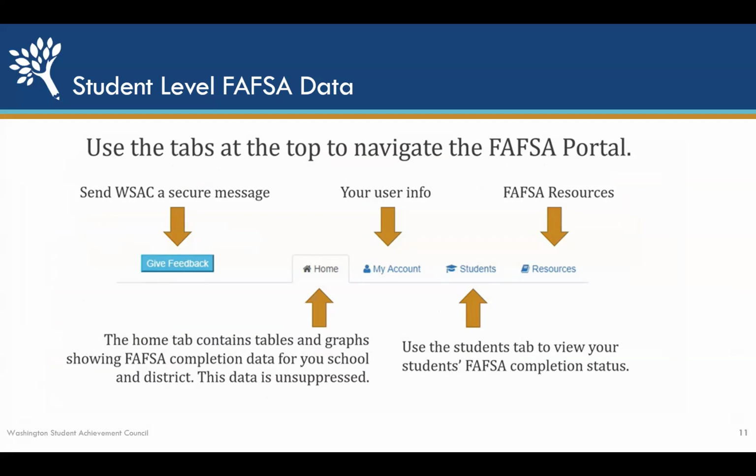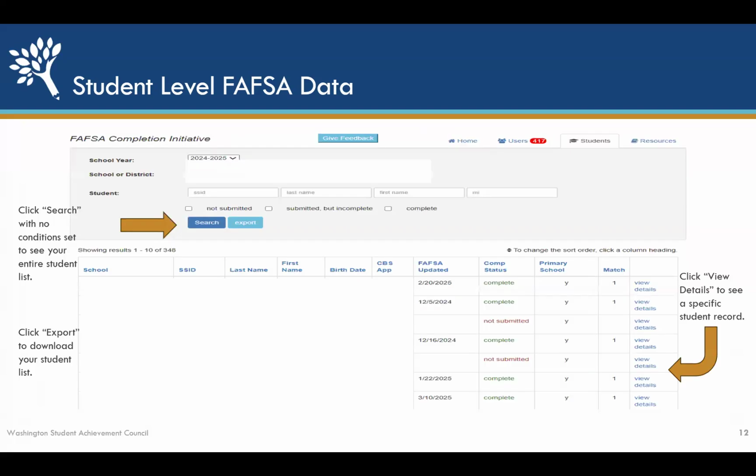This tab will show your user information, which is the information that we have about you that you used to create your account. That is the My Account tab. The Students tab can be used to view your individual students' FAFSA completion statuses. The last tab, the Resources tab, contains other FAFSA completion resources that might be helpful.